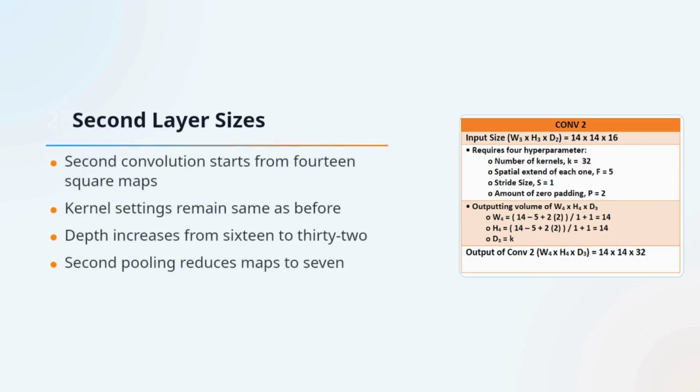The second convolution layer again uses 5 by 5 kernels, stride 1 and padding 2, so the spatial size stays 14 by 14. This time the number of filters increases, giving an output depth of 32. After the second max pooling step, the feature maps shrink to 7 by 7 by 32. At this stage, the model has a compact but rich representation of the image.